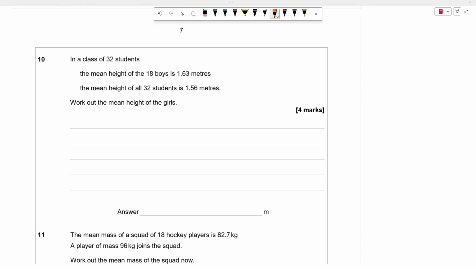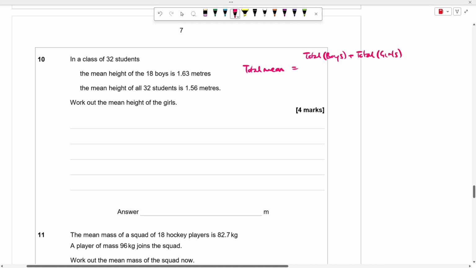Moving on to question 10, it says in a class of 32 students, the mean height of 18 boys is 1.62 meters. The mean height of all 32 students is 1.86 meters. And the question is asking us to work out the mean height of all the girls. So for this, to work out the total mean, that's going to be the total heights of the boys plus the total of the girls divided by the total number of students.